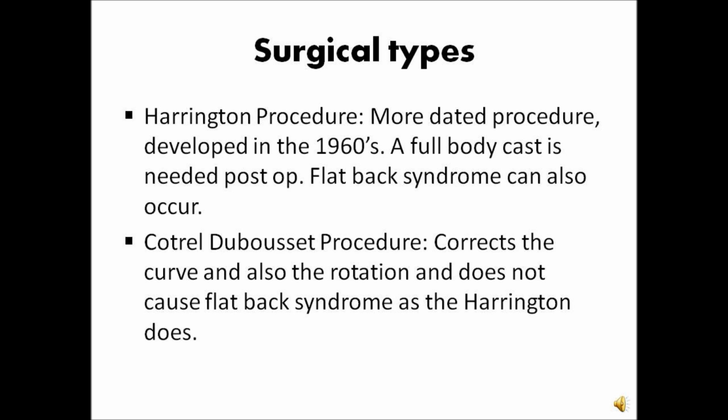The more commonly seen procedure is called the Cotrel-Dubousset procedure. This corrects the curve and also the rotation component and does not cause flat back syndrome as it does in the Harrington. Additionally, with this procedure, bracing is often not indicated or not needed unless it's a more involved patient or a patient who has neuromuscular scoliosis and a high degree of curvature.